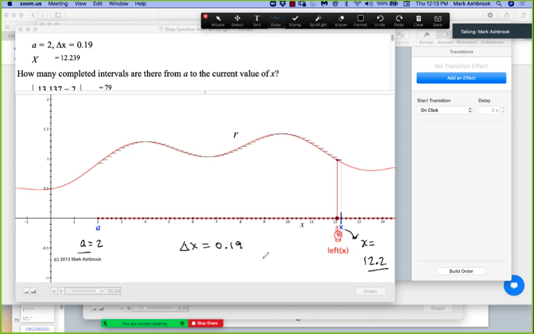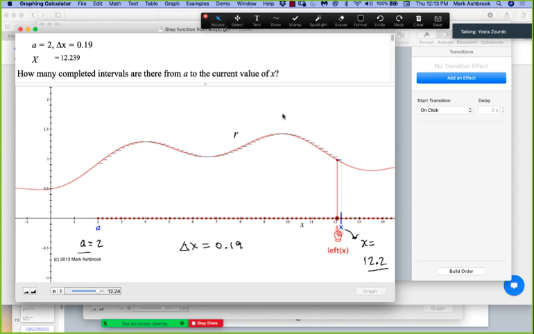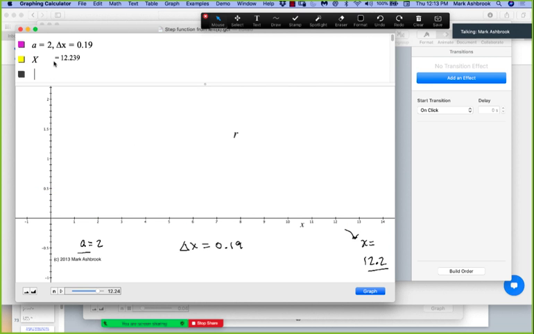So everyone think for a minute, how can we get the number of completed intervals from the information, right? Certainly from these numbers that I have, that's all determinant of how many completed intervals. So there has to be some way to get it from these values. Can we subtract a from x and then see how many times 0.19 can go into that number? All right, cool, very good. So let's start a new line up here. You want to do x, so 12.2 minus a is what you said.